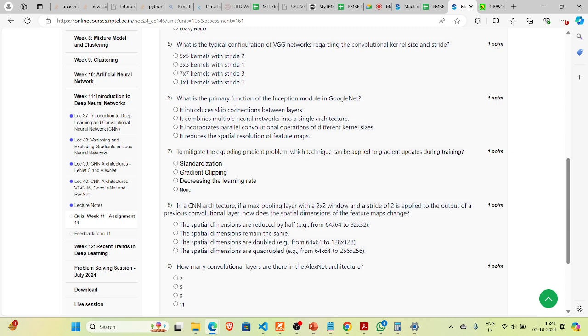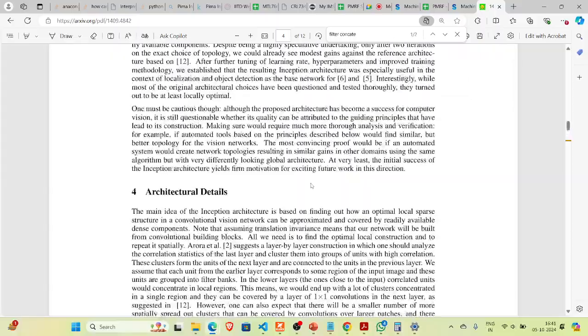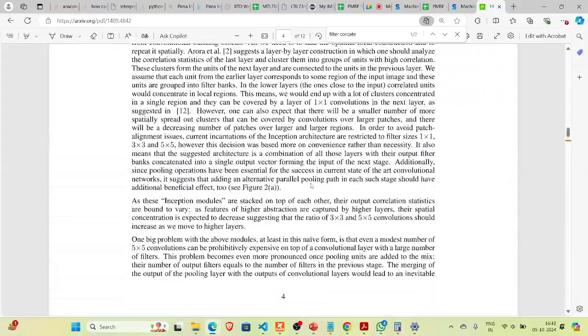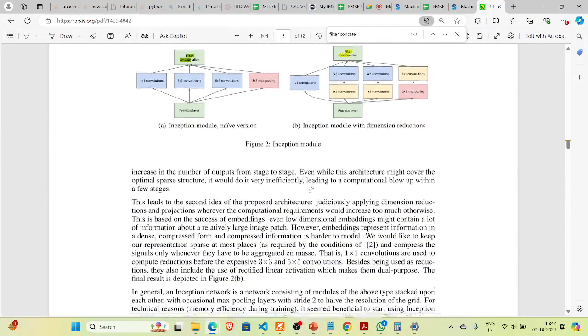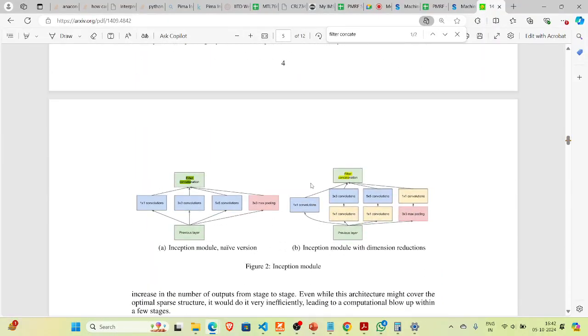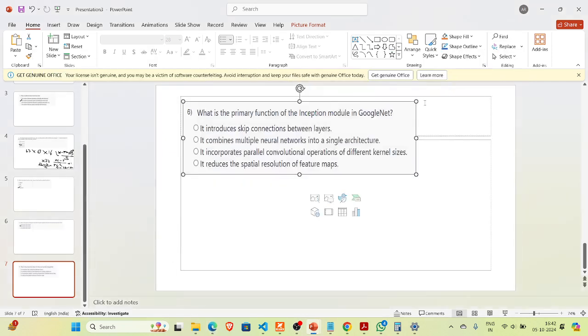So the third option matches the best. As you can see, it incorporates parallel convolution operations of different kernel sizes. So these convolution operations are parallelized, as you can see. What is the importance of that? I don't know for now, but I can check. But this is the structure of the inception module, as you can see. So it parallelizes the convolutional operations. So that should be the answer.